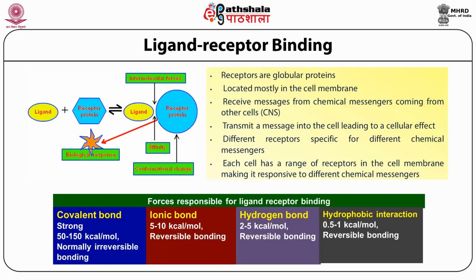The binding affinity of the ligand and receptor depends on the types and the number of intermolecular forces. These forces include the covalent bond, which is very strong, with a bond energy of 5 to 50 kilocalories per mole. It is normally involved in irreversible binding.